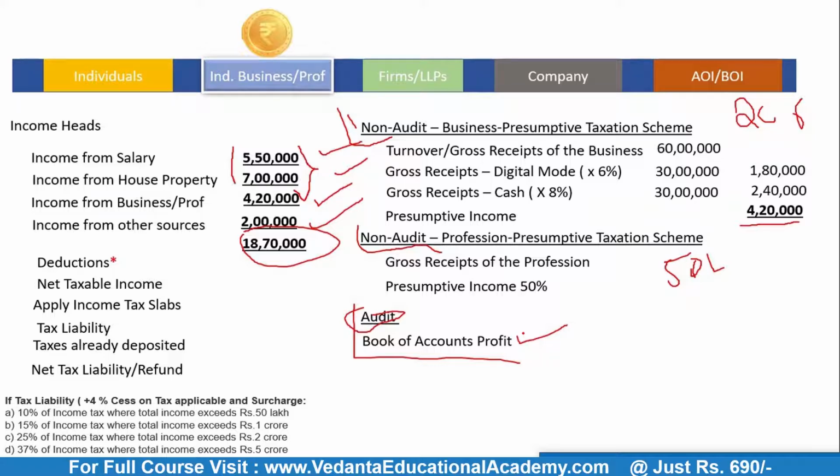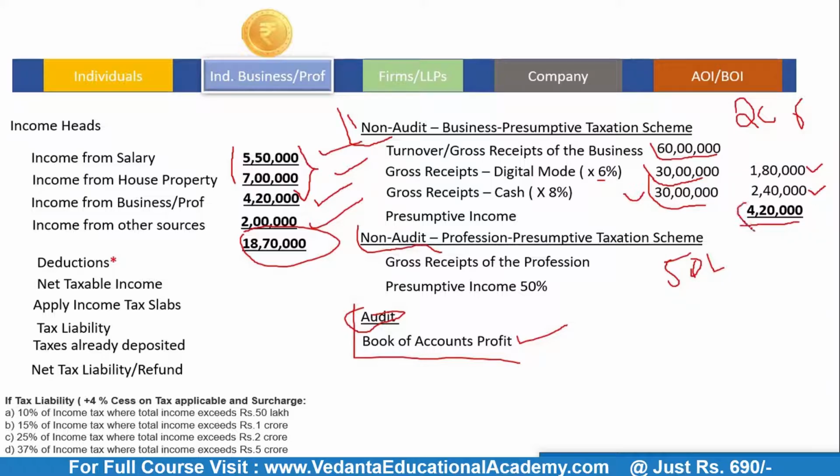Okay, so if you have a business or profession, either you need to go for audit or non-audit. There is an eligibility criteria for non-audit. The business total gross receipts or turnover should be less than 2 crore. If there is a profession, that should be less than 50 lakhs. If it is a business, then on the gross turnover or gross receipts, we need to segregate the total into gross received through digital mode and gross receipts through cash. Whatever you have received through digital mode on that total turnover or gross receipts, 6% will be considered as a profit, and whatever you received in the form of cash, 8% will be considered as a profit.